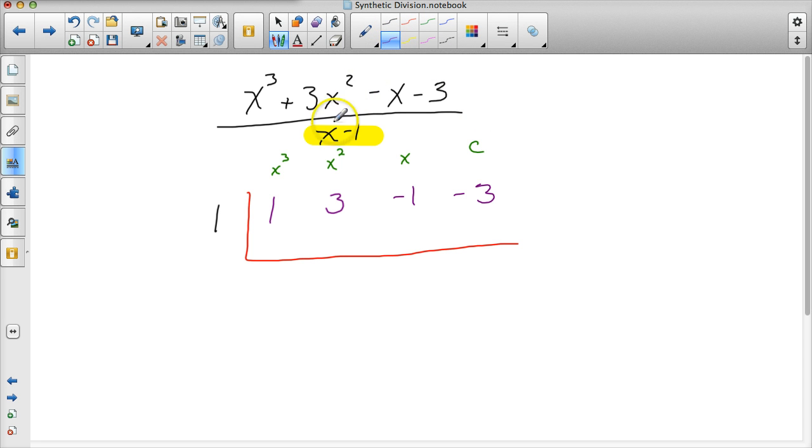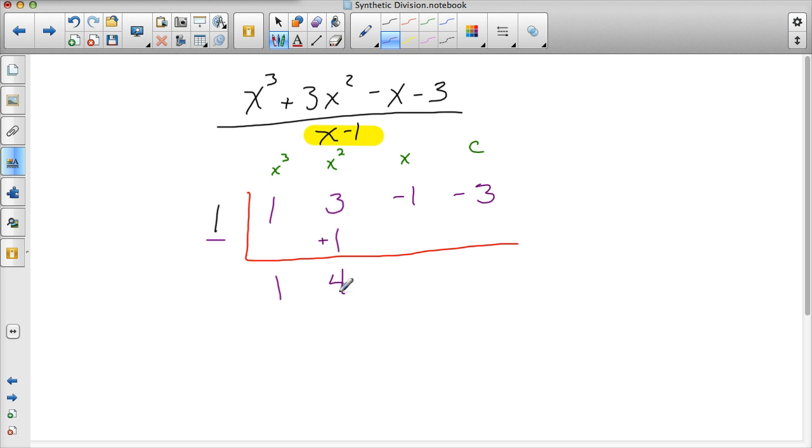Next, we actually start the process of synthetic division. The first step is to drop that first coefficient, the 1. This is where it gets tricky, so please pay attention and use the pause button if you get confused. After dropping that first leading coefficient, we're going to multiply it by our divisor. So 1 times 1 is 1. And we write it under the second coefficient. And we add. 3 plus 1 is 4.